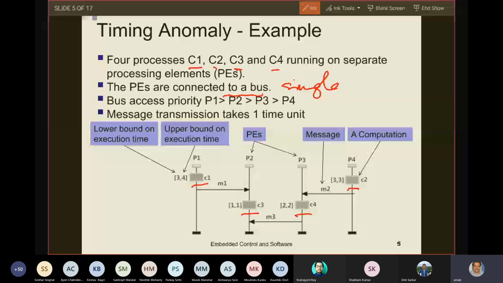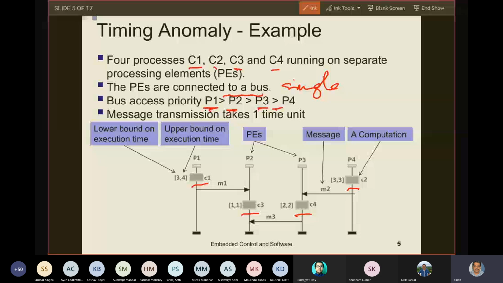And the bus scheduling policy is also very simple. P1 has the highest priority, then P2, then P3, then P4. So if P1 has some data to send on the bus, P1 will always be able to send. If P1 is sending something, P2 cannot send. It means P2 can only send if P1 has nothing to send, and likewise.